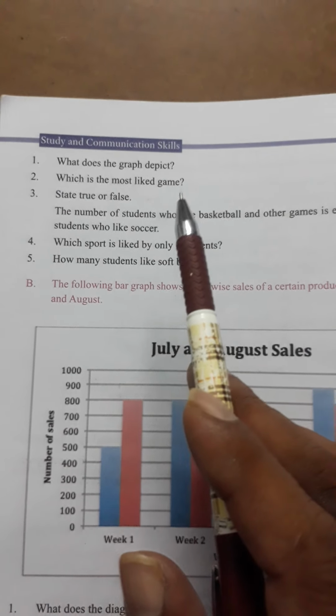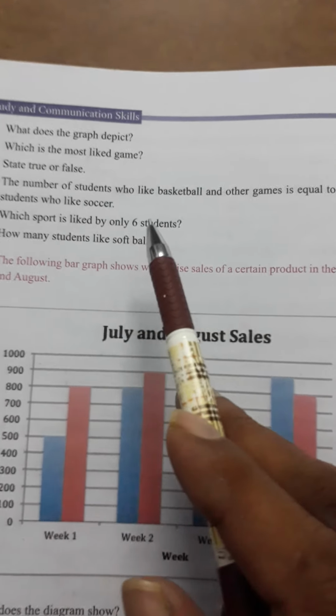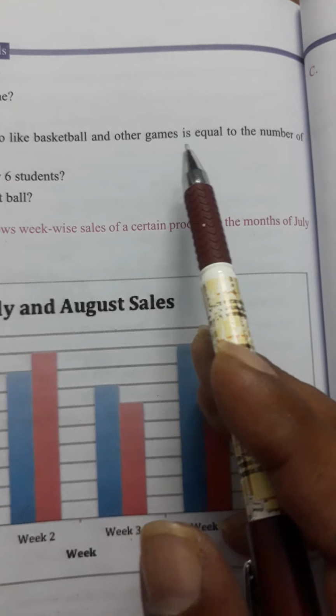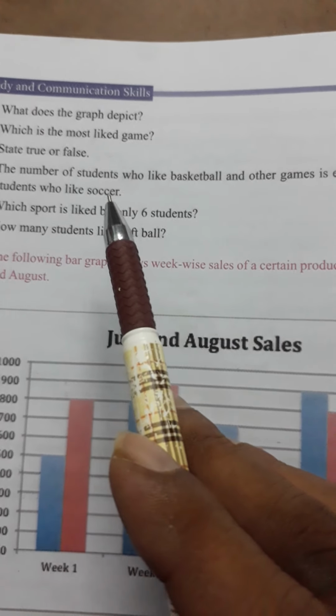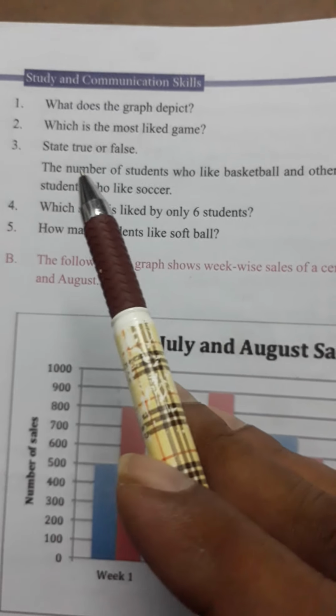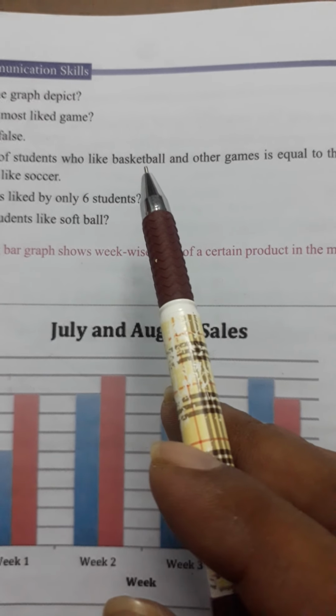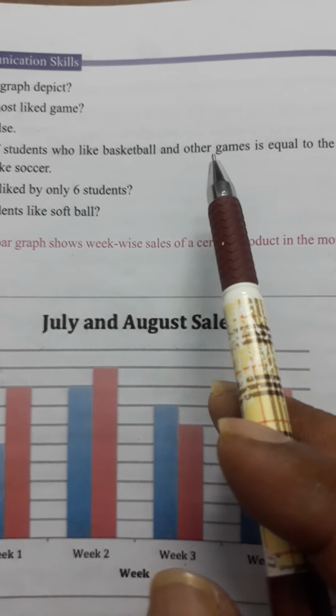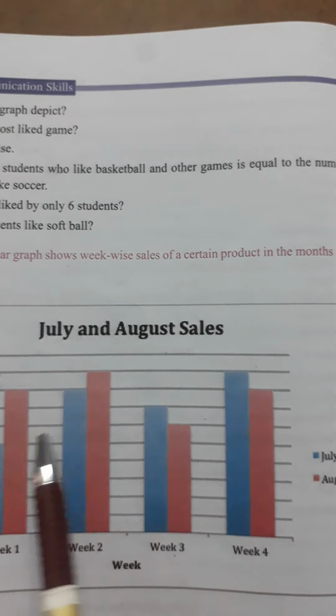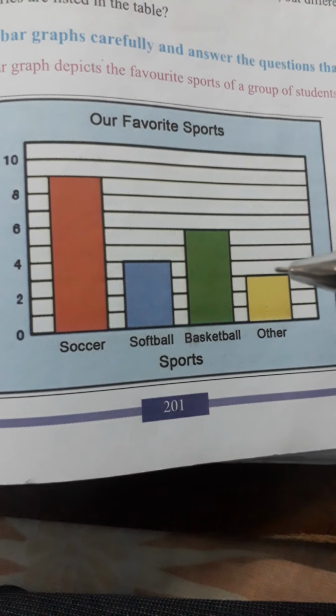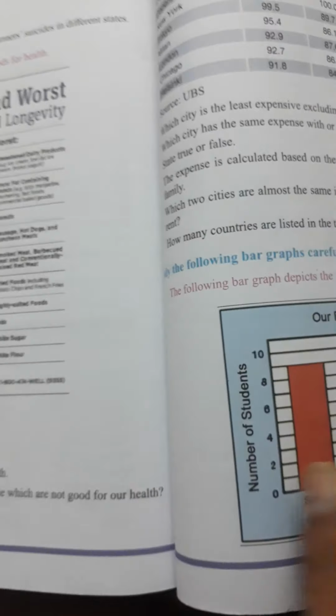Now go to the third question. State true or false. Remember, whenever true or false questions are asked, you write only one, whether it is true or false. The number of students who like basketball and other games is equal to the number of students who like soccer. First of all, you have to count basketball favored by how many students and other games favored by how many students. Basketball 6 members and other games 3 members. 6 plus 3, 9. Now, what is the condition in the question?